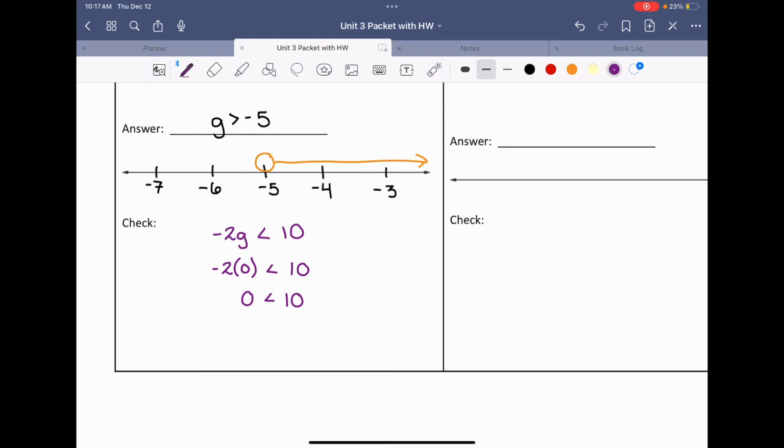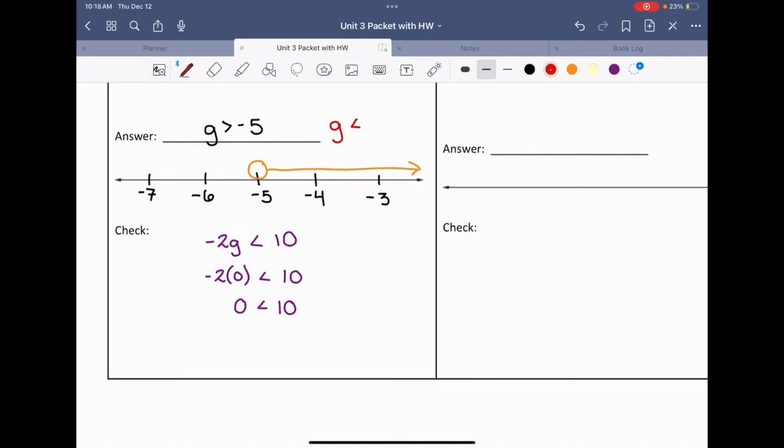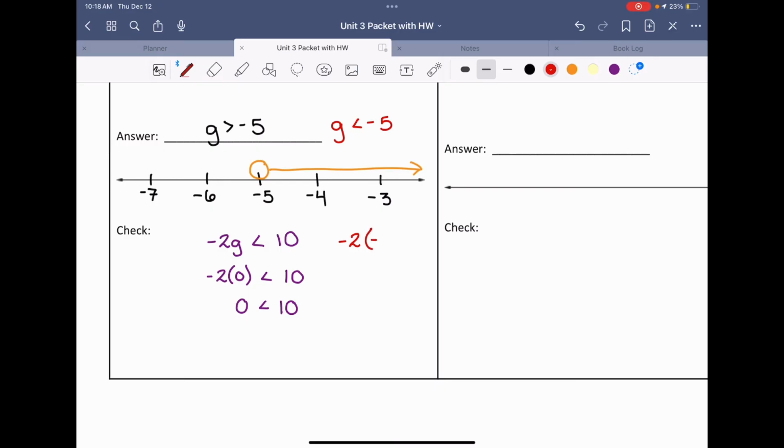Now, if I was to take my answer and if I accidentally forgot to flip it, so for some reason I'm going to put it in red, if I left it as g is less than negative 5, when I went to plug this in, what would happen is I'd end up having negative 2 times maybe negative 6. Well, negative 2 times negative 6 is positive 12, so that does not work. So see how that does not check? So I can't have that solution.